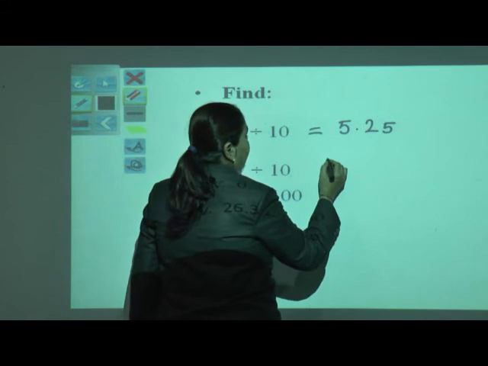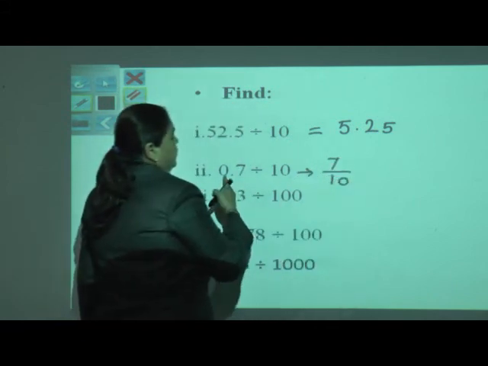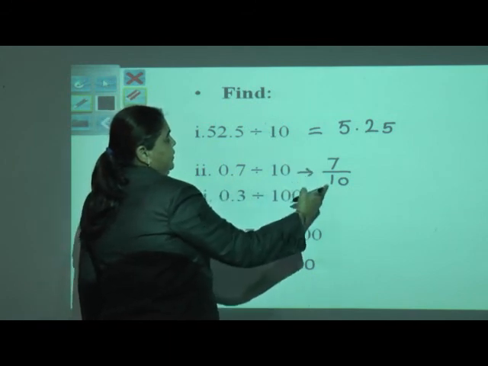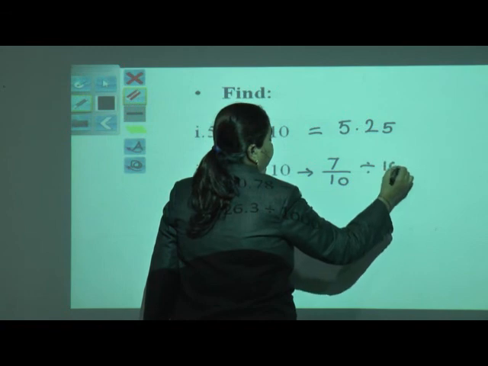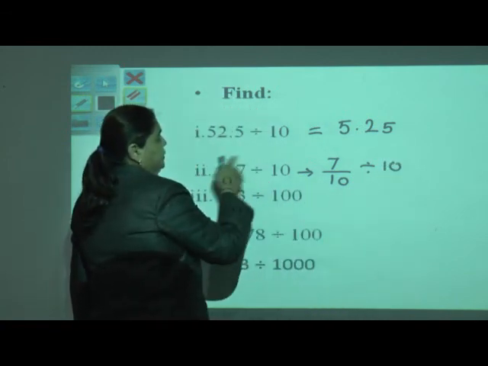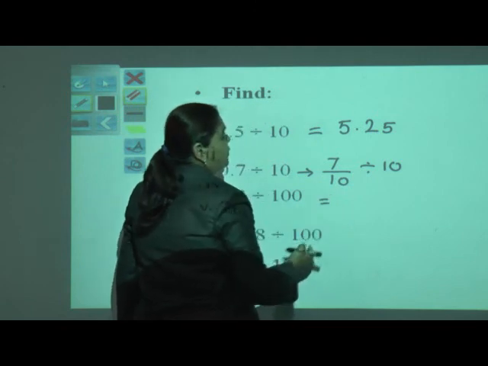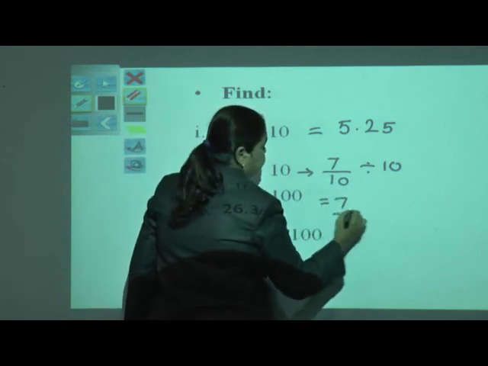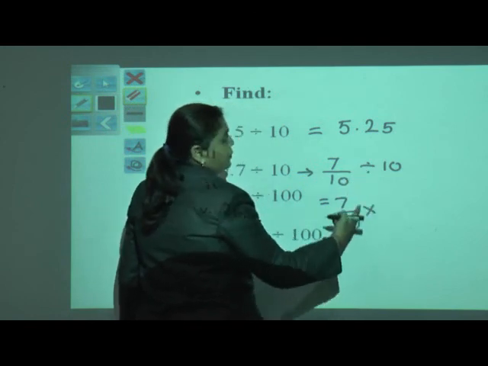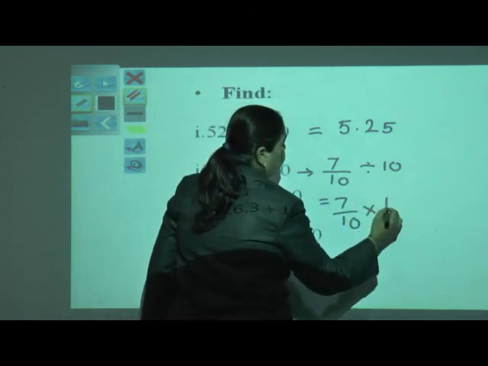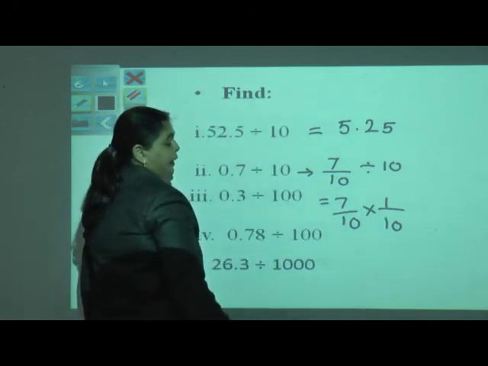0.7 can be written as 7 upon 10 in fraction form, divided by 10. I did nothing, I just converted the decimal into a fraction. What will be here? I will write as it is, 7 upon 10. Now when it is division, I have to make it multiplication and write it in reciprocal form, that will be 1 upon 10.